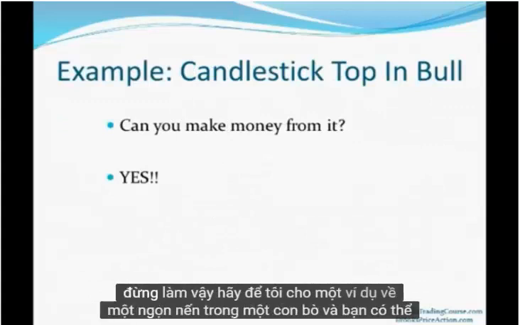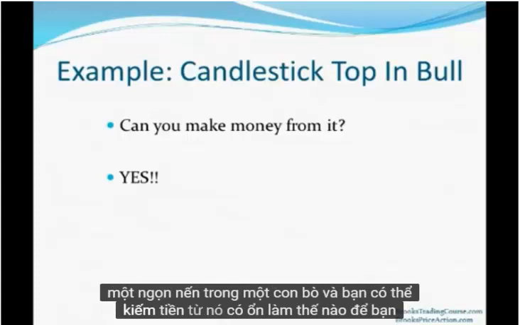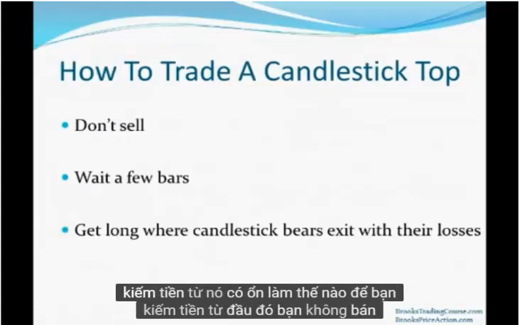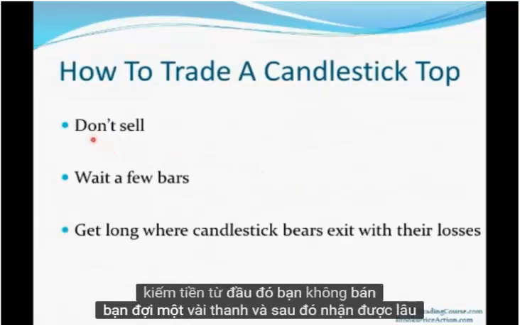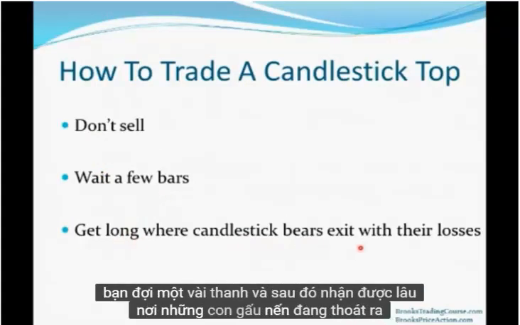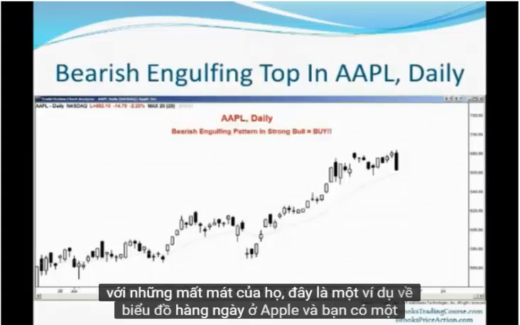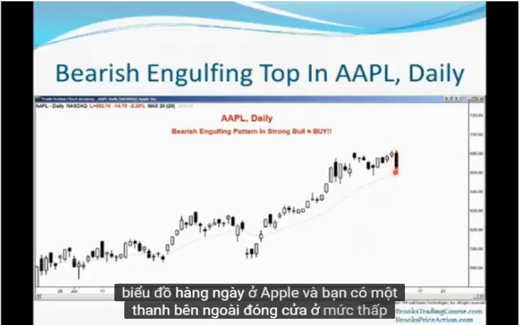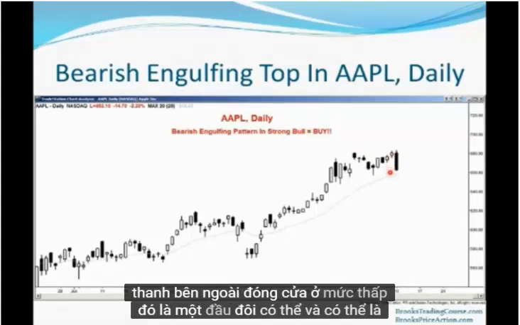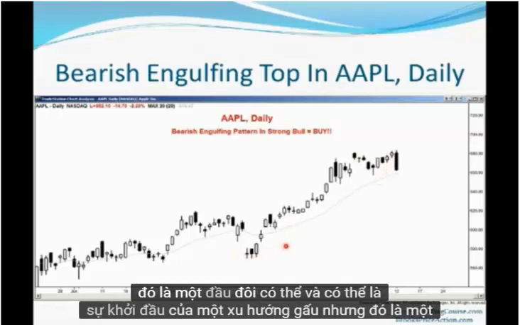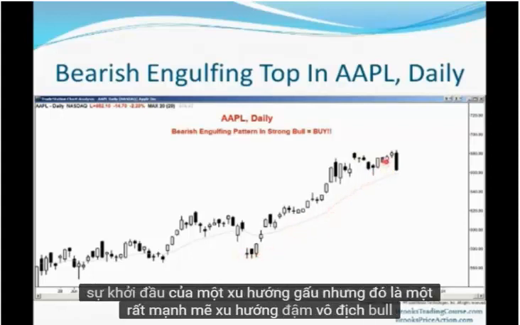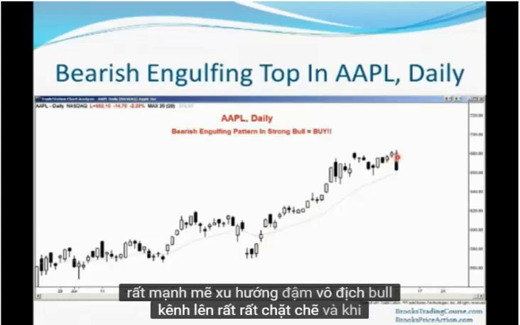Let me give an example of a candlestick top in a bull. And can you make money from it? Yes. Okay, how do you make money from that top? You don't sell, you wait a few bars, and then get long where the candlestick bears are exiting with their losses. Here's an example of a daily chart in Apple, and you have an outside down bar closing on its low. Yes, it's a possible double top and could be the start of a bear trend, but it's a very strong bull trend. The channel up is very, very tight.